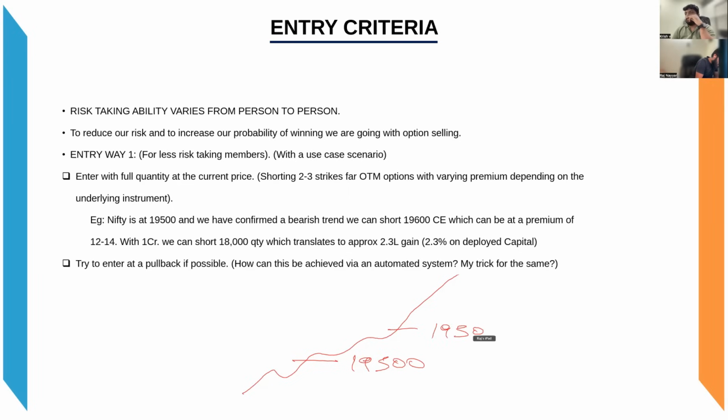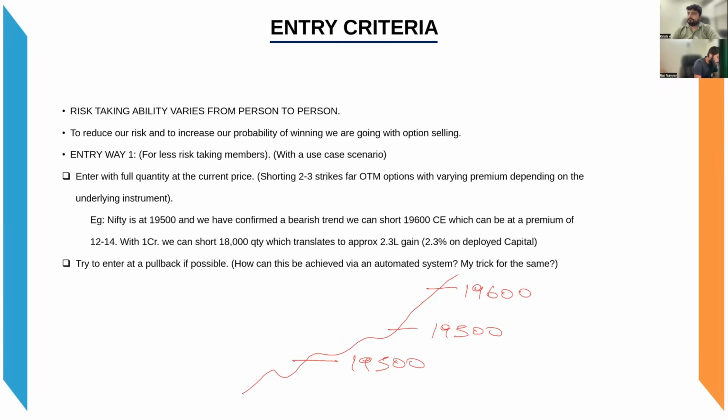19,550 is here. 19,600 is here. So we have shorted the 19,600 call option, which can be trading at around 12 to 14. Anything can be the value depending on the VIX. This can vary day to day. Sometimes even when the VIX is lower, it can be less than 12 to 14 rupees as well. But on a usual good day, it's close to that only, 12 to 14.